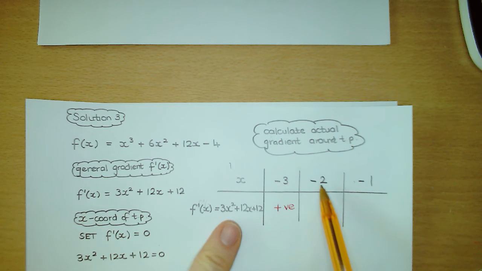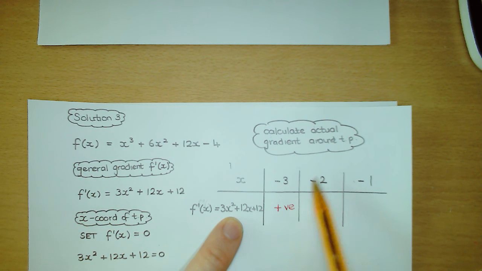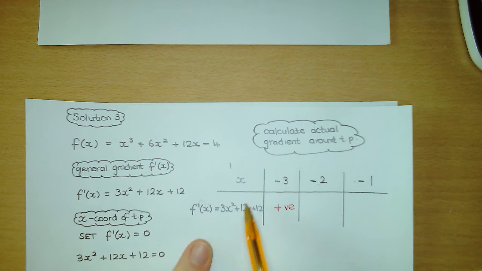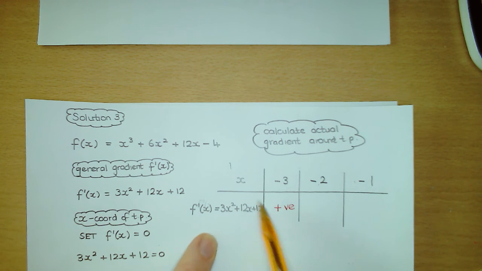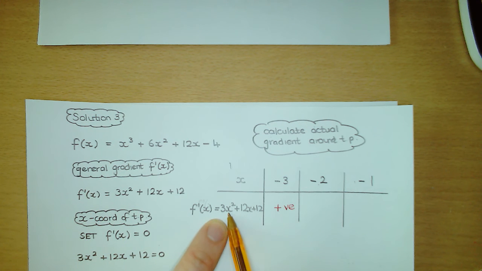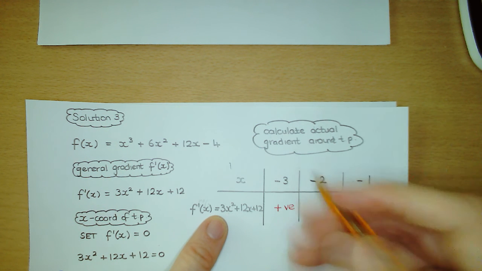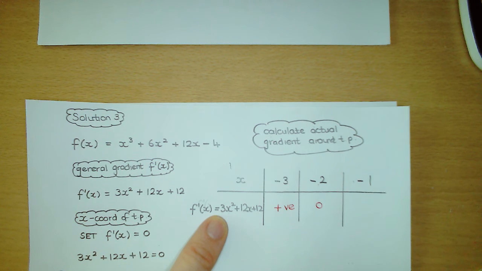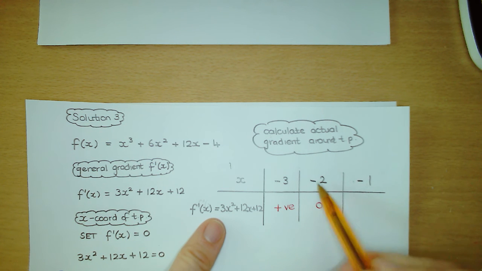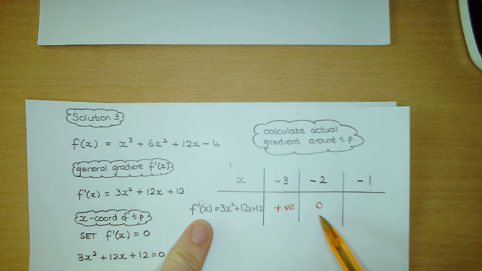When we chuck in -2, this is the x coordinate of the turning point, so we're expecting the actual gradient to be 0. So just check it. Chuck in minus 2. Minus 2 squared is 4. 4 3s are 12. And then plus 12 times minus 2 is minus 24. So 12 minus 24 is minus 12. Then add on the 12, we're going to get 0. That makes sense, because that is the turning point. The actual gradient at the turning point is 0.